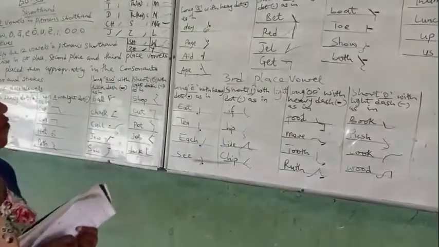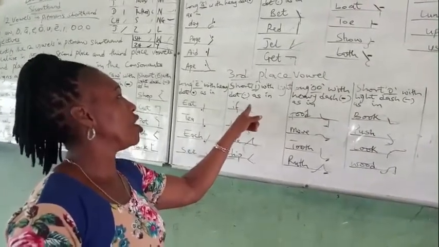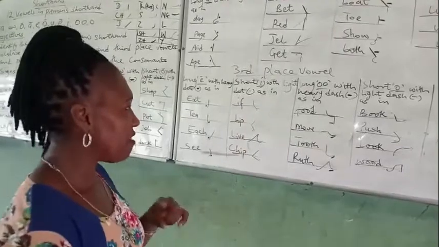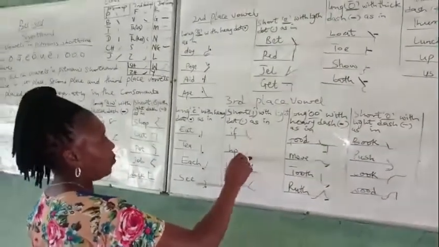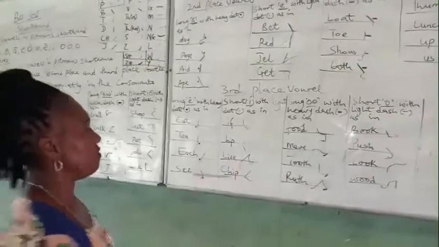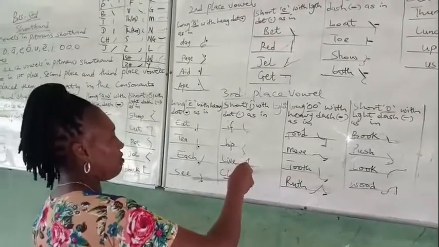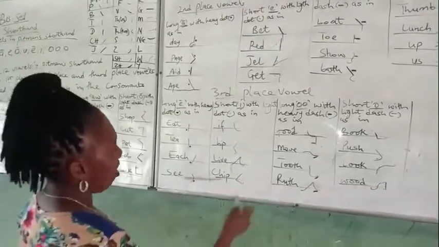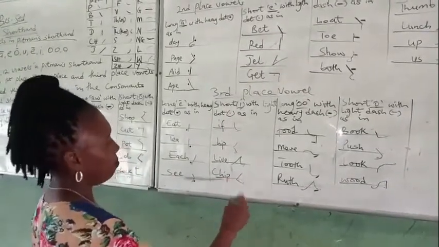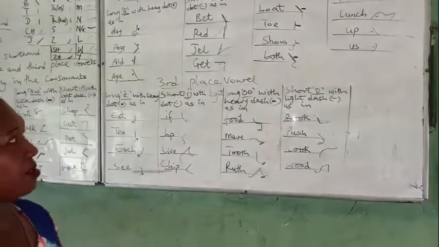Then we have if. The E comes before F, and it must be through the line. As I told you, here we have hip. The vocalization comes before P. Leave. After the R, the vocalization comes before V. Chip. After the Ch, it comes before P. All of them were written through the line.